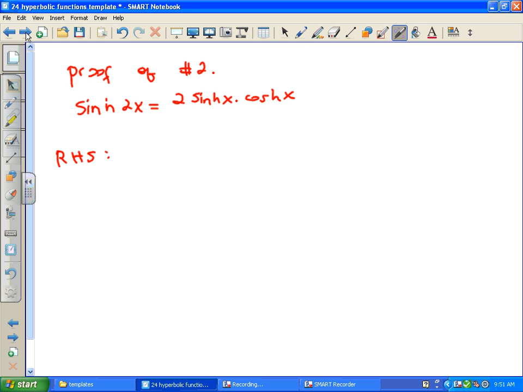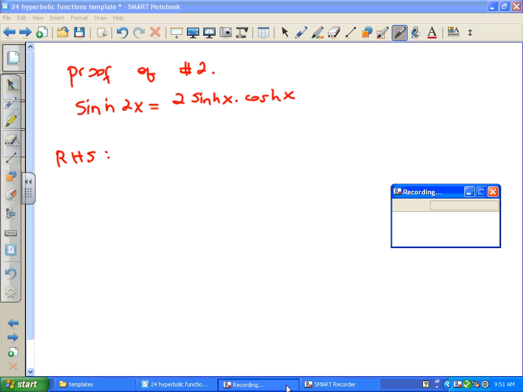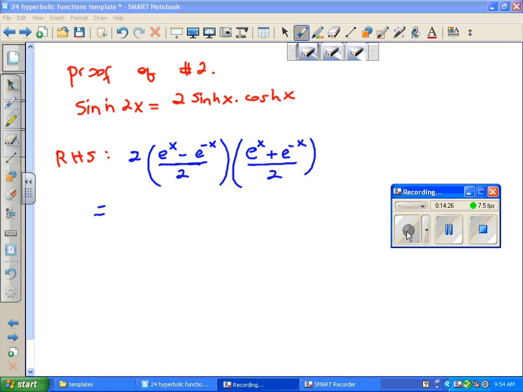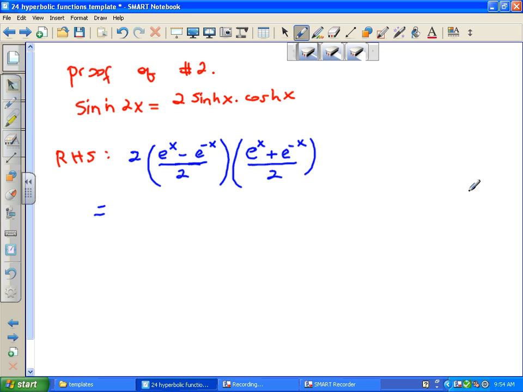So we're going to try to show that hyperbolic sine of 2x is 2 times hyperbolic sine of x times hyperbolic cosine of x. And my suggestion to you is start with the right-hand side. Start writing out what the right-hand side is and simplify. See if you can get the left-hand side. In the meantime, I'll give you some time. So we start with the right-hand side.